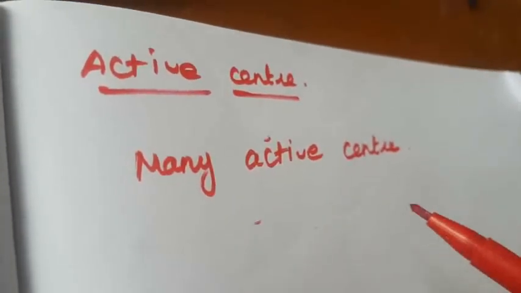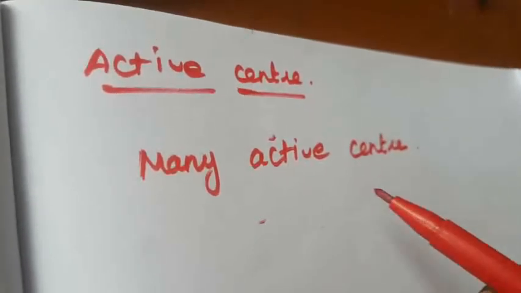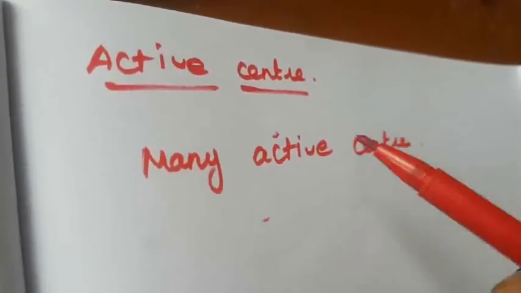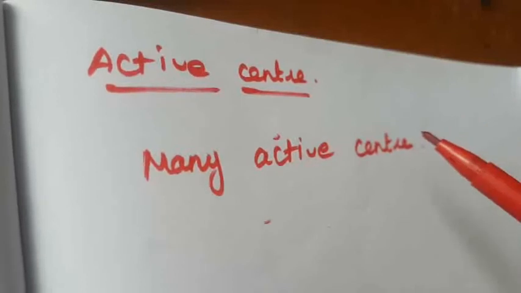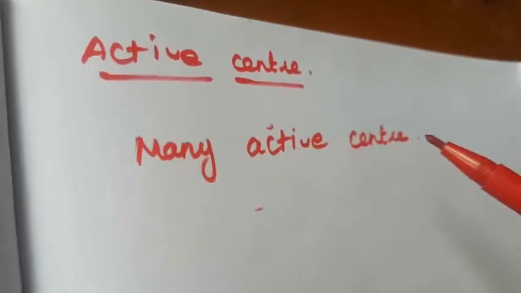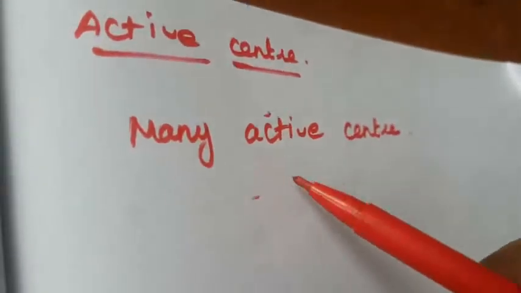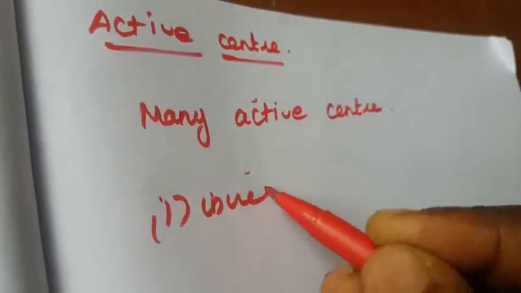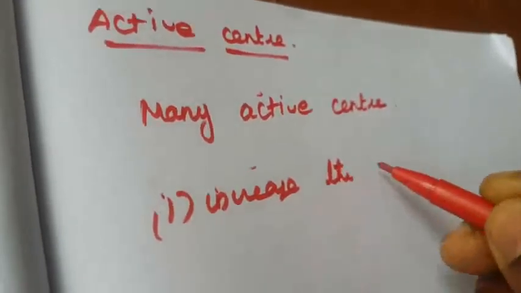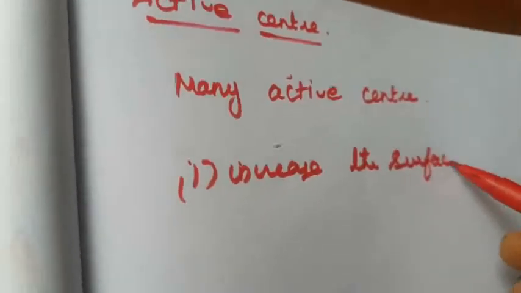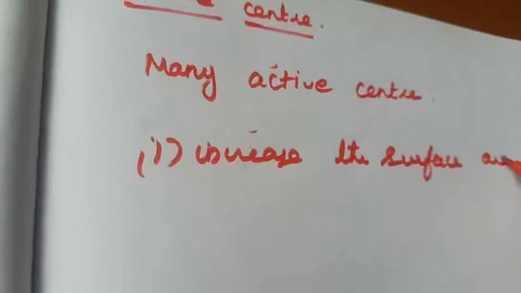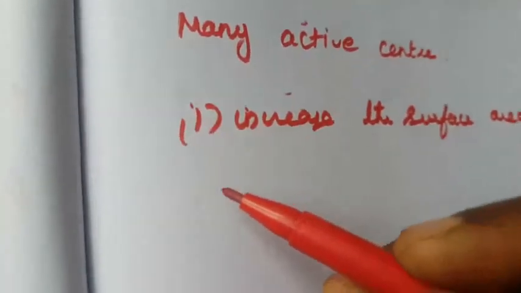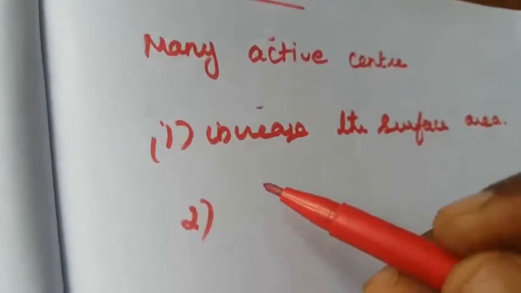The action of catalytic poison occurs when the poison blocks the active center. Increasing the surface area of the metal by reducing the particle size increases the activity of the catalyst and hence the rate of the reaction. So the first one is: increase the surface area, increase the rate of the reaction. What is the second one? The action of catalytic poison.